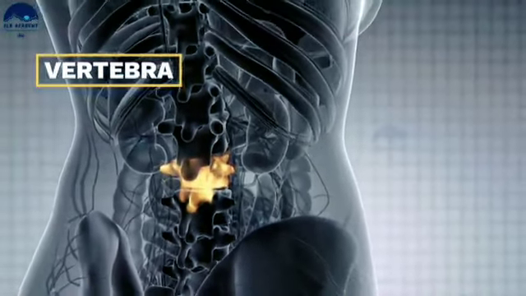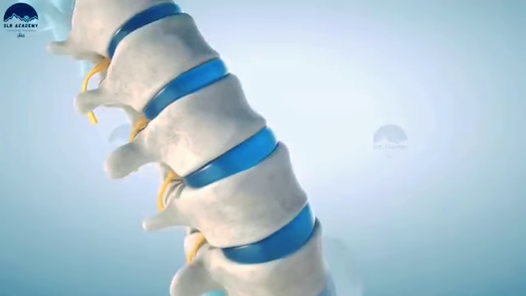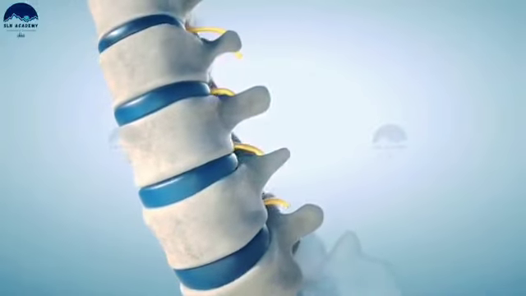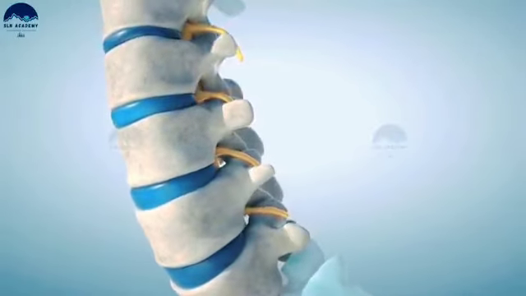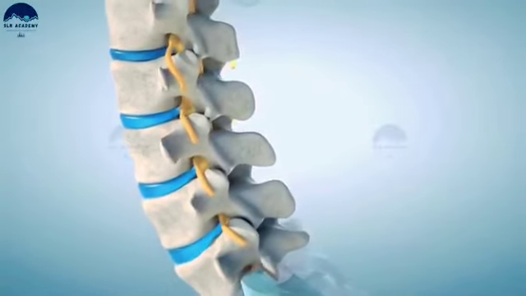Vertebra. Each vertebra has a central hollow portion through which the spinal cord passes. A typical vertebra consists of 2 parts, the vertebral body and the vertebral arch.